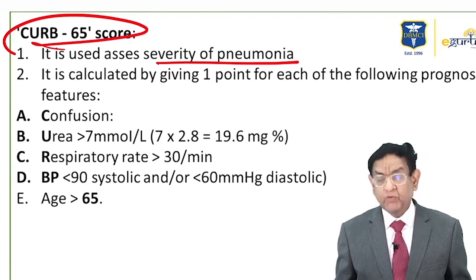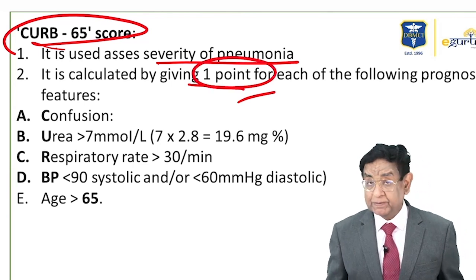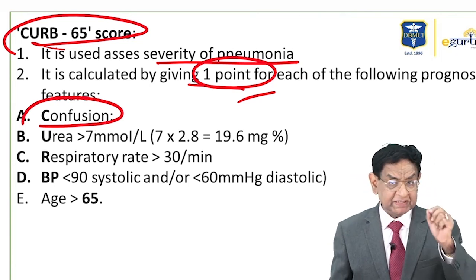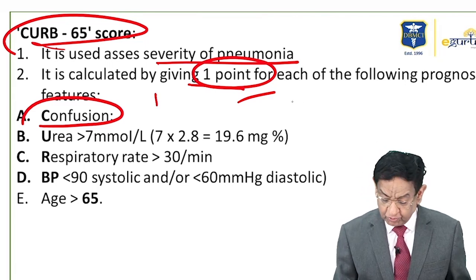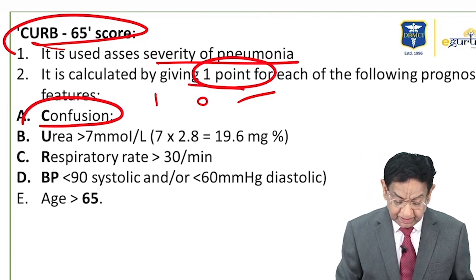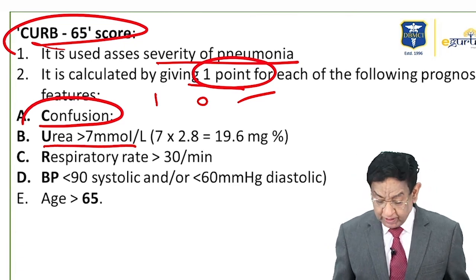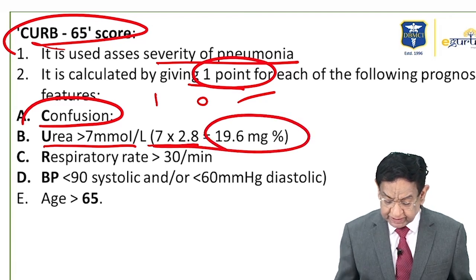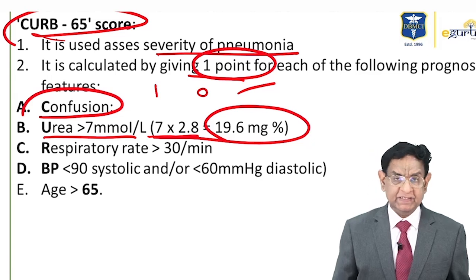What is this? There are certain features and each one is given 1 point. Note it down. What are the points? First is confusion. Remember, elderly people may come with confusion only. If the patient is confused, we give 1 mark; if not, give 0. Then blood urea more than 7 millimole per liter. For those using milligram percent, multiply 7 millimole by 2.8, giving 19.6 milligram percent. So I have given the values both ways. Increased blood urea is again a criterion.